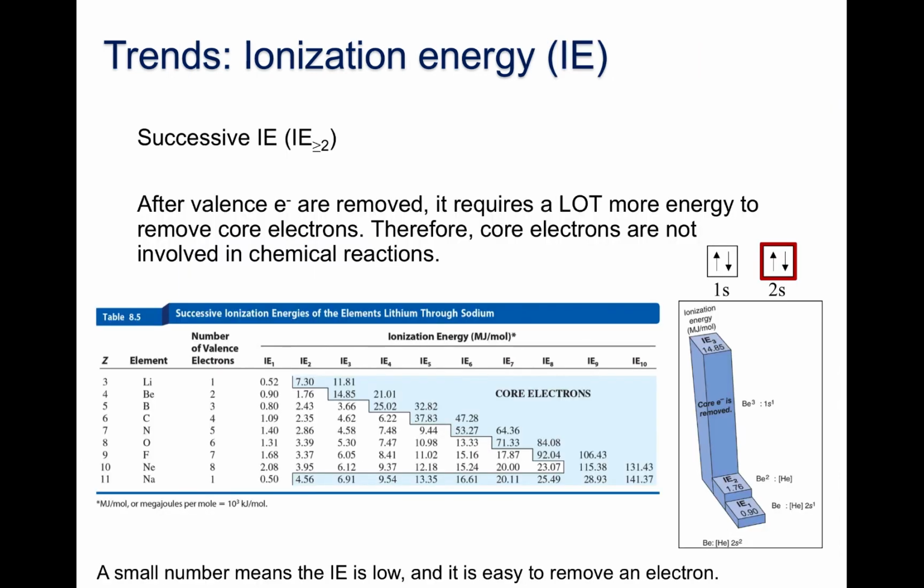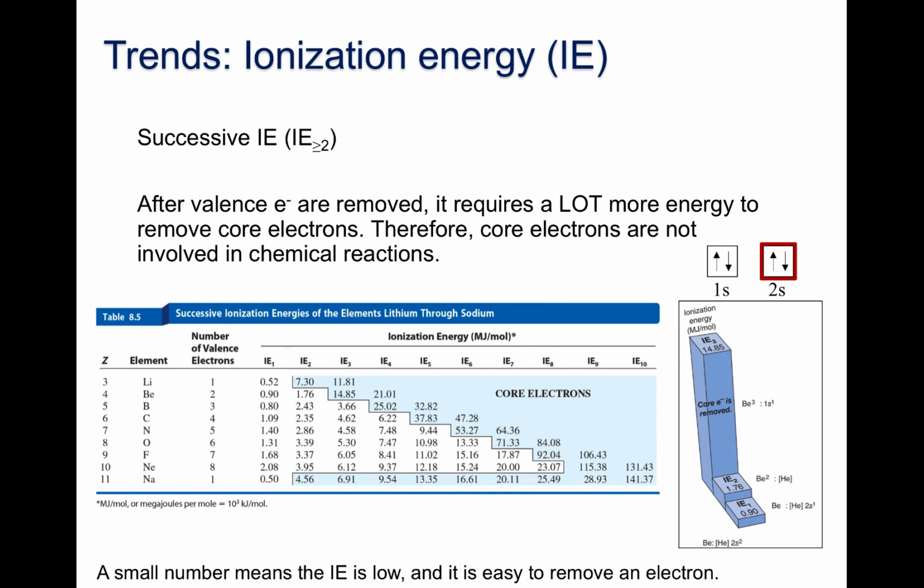We will talk a little bit about successive ionization energies. Successive means you have the first electron, and then how much energy does it take to remove the second and the third, and successive electrons after the first one. It always takes more energy to remove more electrons. So the first ionization energy will always be the lowest, followed by the second, and then the third.